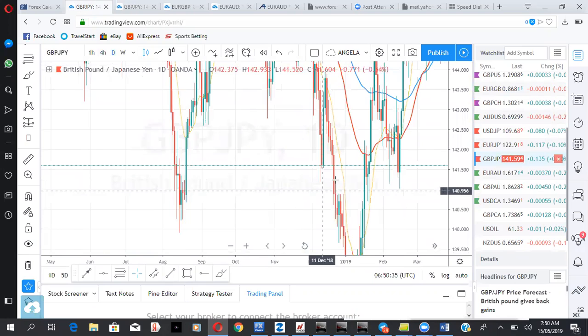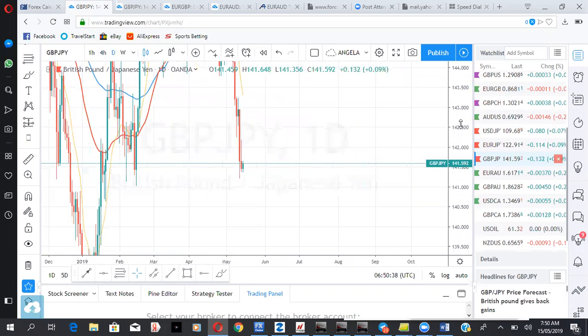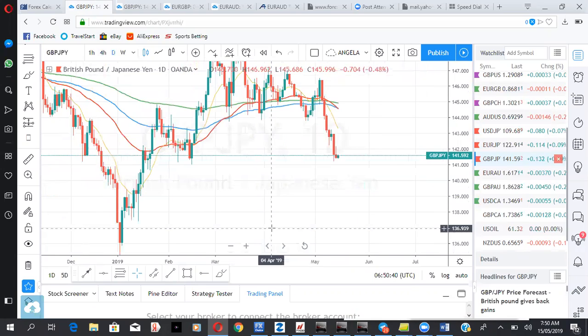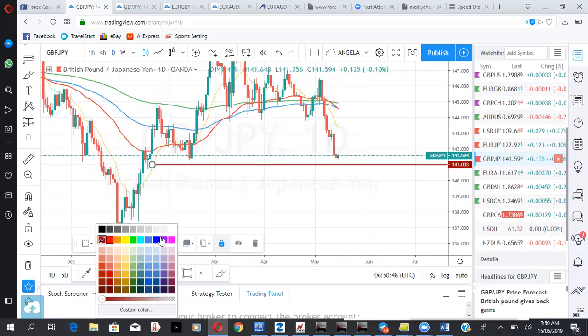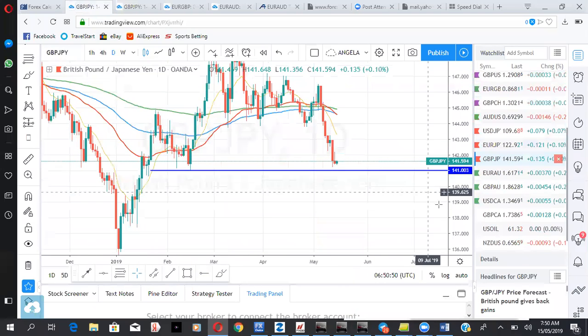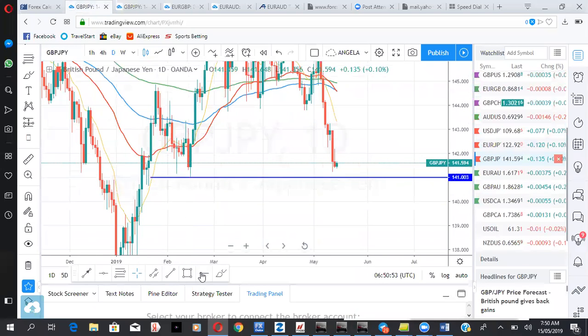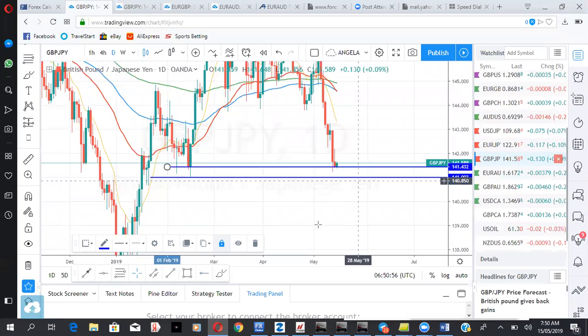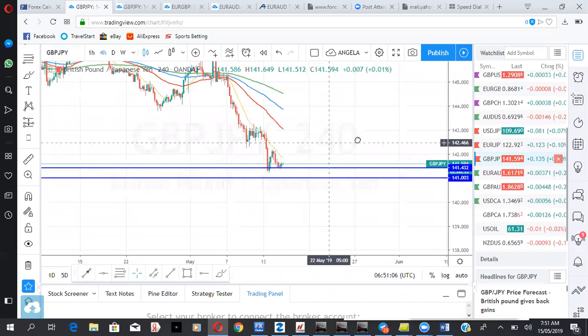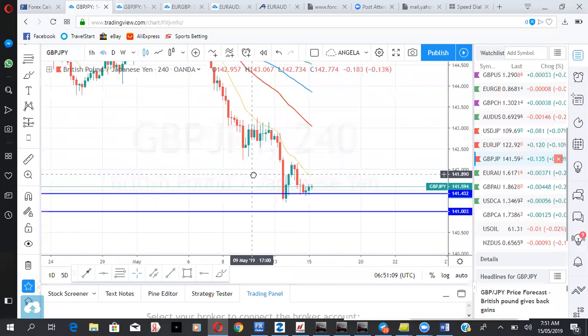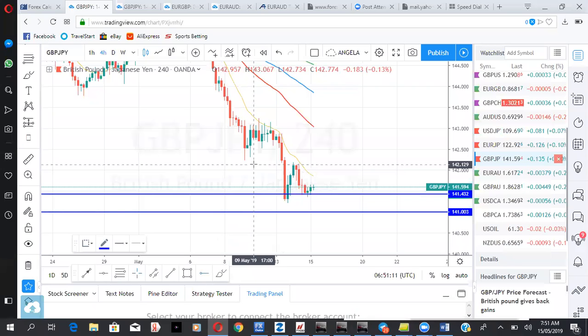If we look at this pair now, we have our first level of support coming in here. First level of support is coming in at this point. Second level of support coming in at this point. So price is just sitting above the first level of support on this pair. We'll drop down to our intraday chart. Those are support levels.